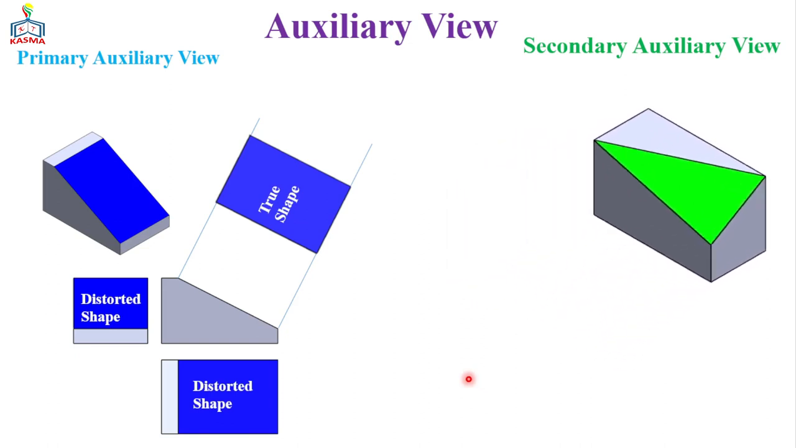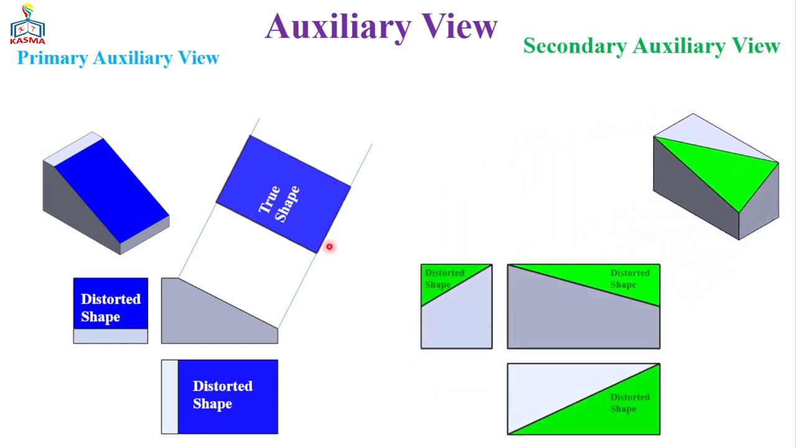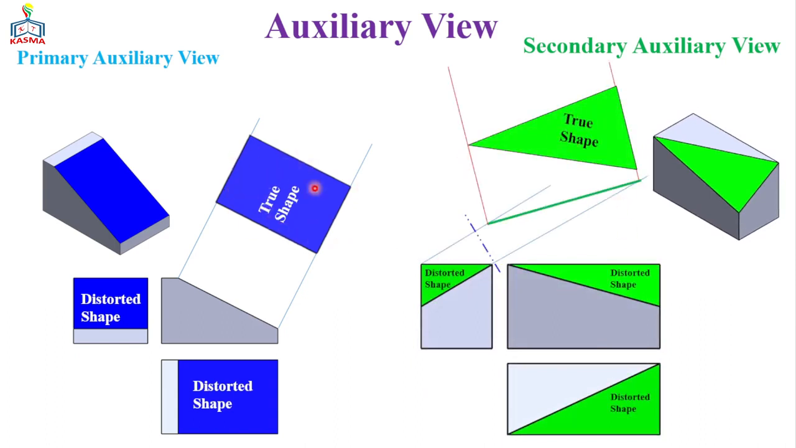The purpose of the auxiliary view is just to get the exact size and the exact shape of the given object. It's known that if the object has an inclined surface or an oblique surface, it might not show its true shape in any of the 6 principal views. This is why we use a supplementary view, or auxiliary view, to get the exact size and the exact shape of such types of objects.